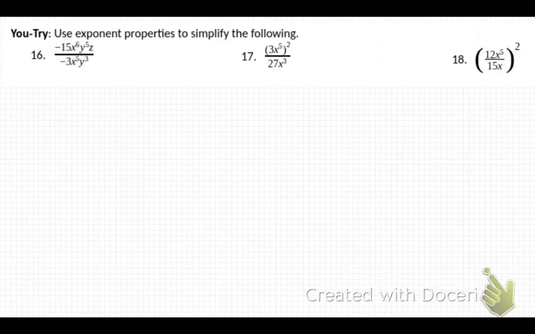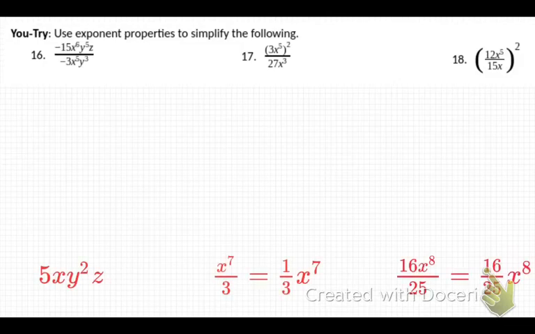Okay, here are our answers for 17 and 18.